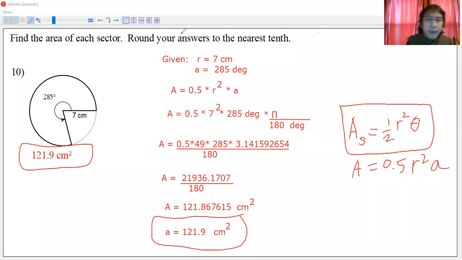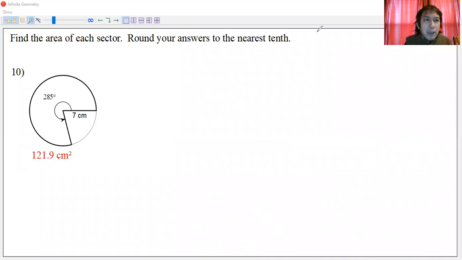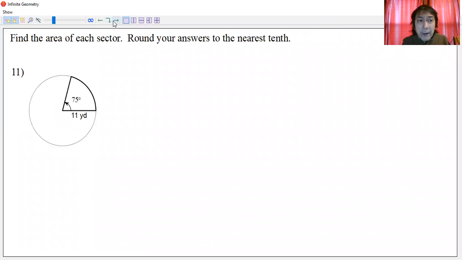All right, next, number 11. Let me clear the screen. Continue with number 11. Okay, here's the number 11 diagram. Still, we're looking for the area of the sector. Okay, round your answers to the nearest tenth. All right, let's start with the given. From the diagram, we can see the given. We have the radius, which is equivalent to 11 yards.